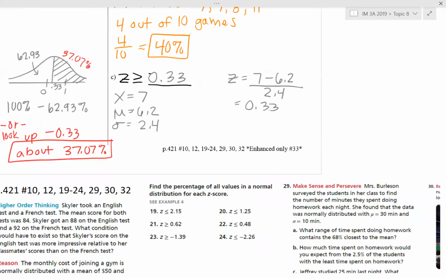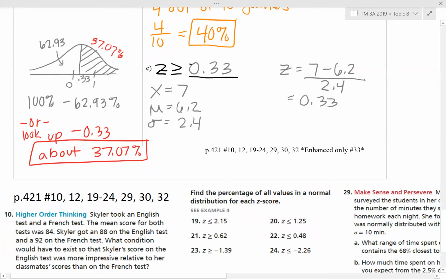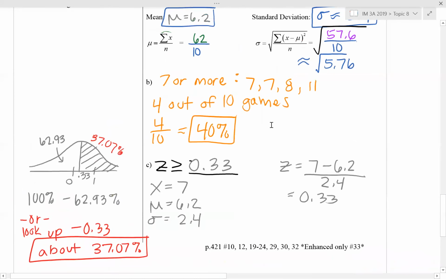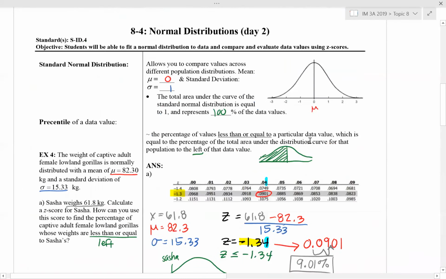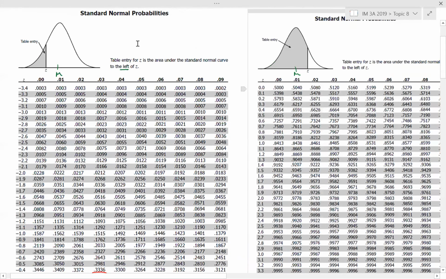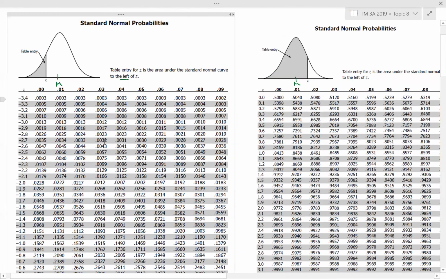So remember that the big idea here is knowing how to find a z-score and use that to identify the percentage of data either below that z-score or above using the standard normal probabilities table. So calculating the z-score and then looking it up. If I'm looking for the shaded region to the right, then I either look up the opposite z-score value. So if it's positive, I look up the negative. If it's negative, I look up the positive, or I subtract that percentage from 100.